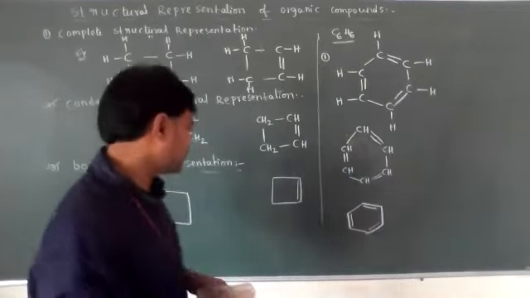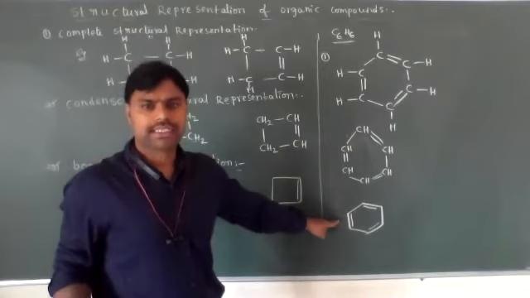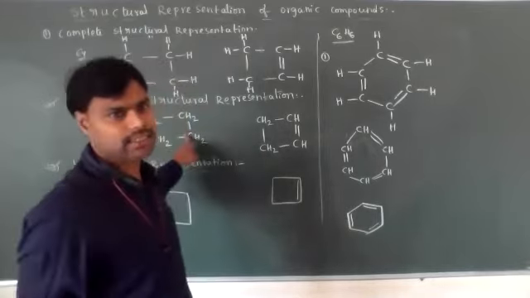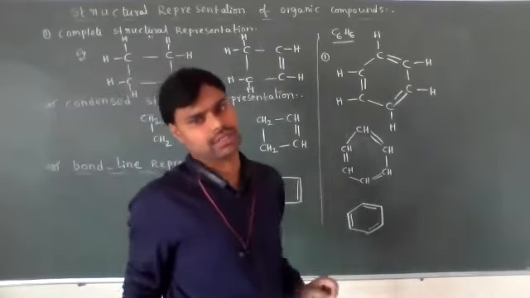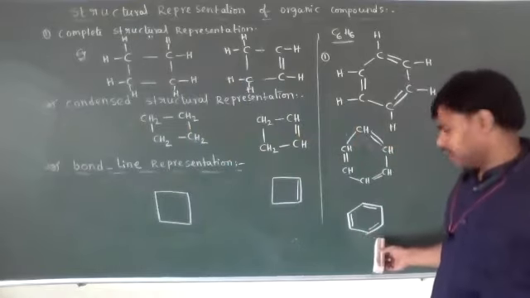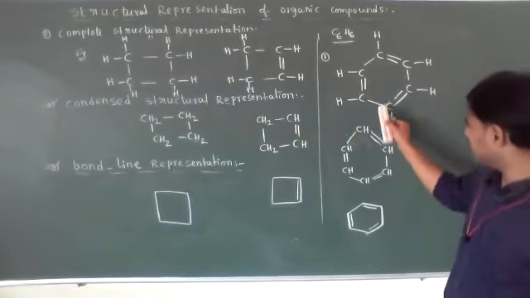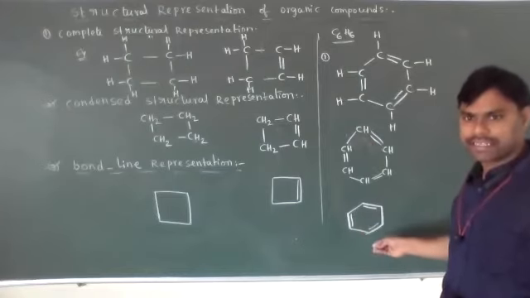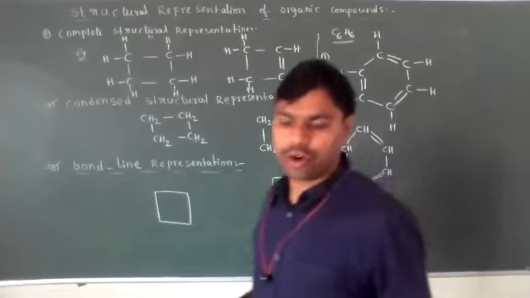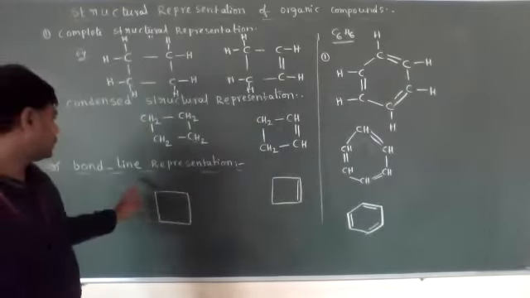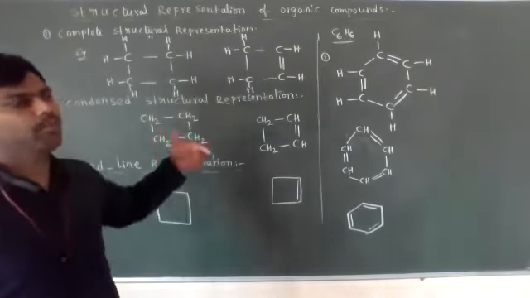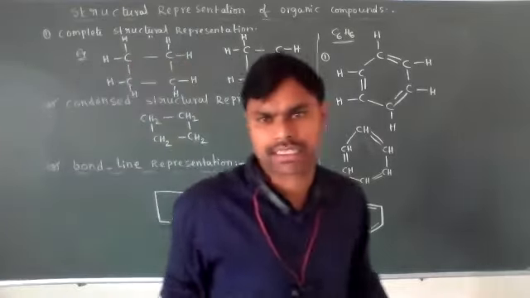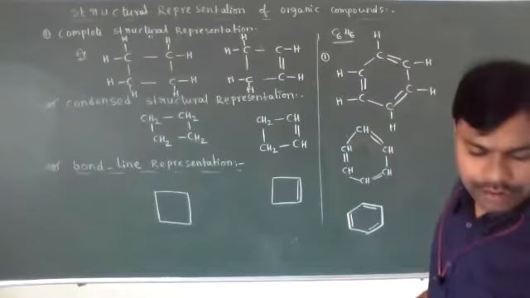While drawing mostly cyclic compounds, they will give structures in bond line representation only. They never give condensed structures or complete structures in examination, because it shows very beautifully. Compare benzene in this structure and this structure: drawing is very easy and writing takes very little time. That's why cyclic compounds are mainly represented by bond line structures only. Other compounds mostly use condensed representation, and only in very rare cases complete structures. Okay, understood, ma'am? Anybody have doubt?